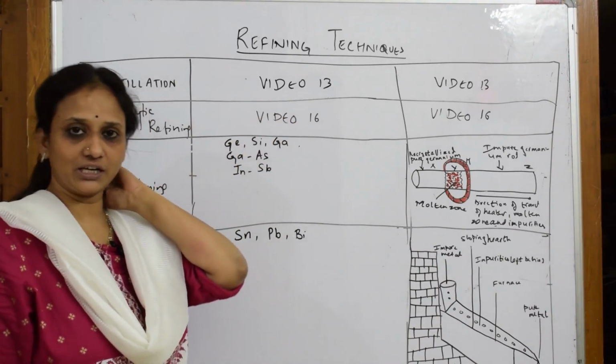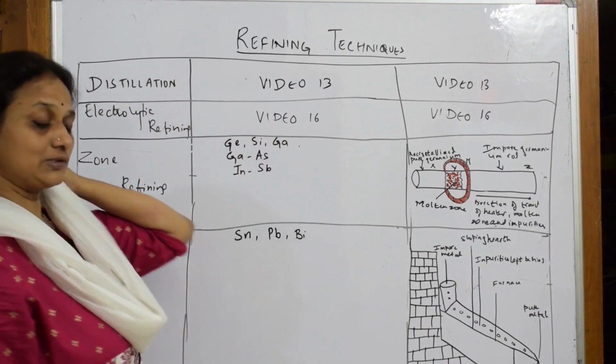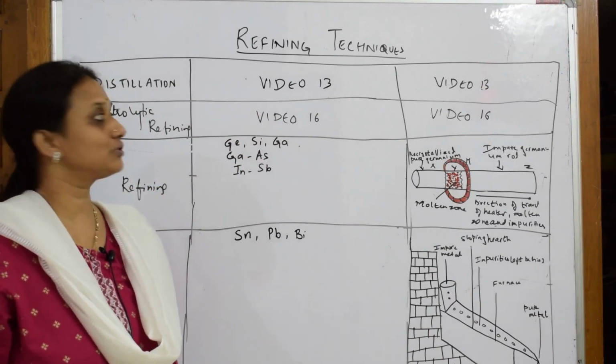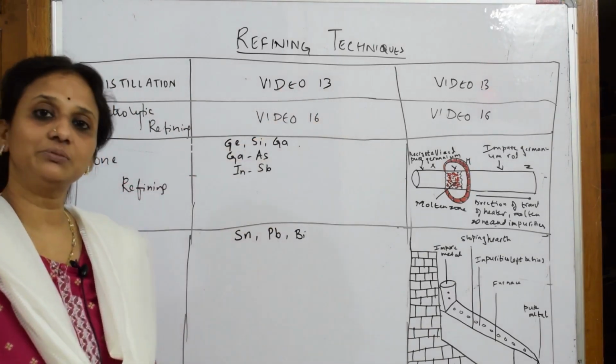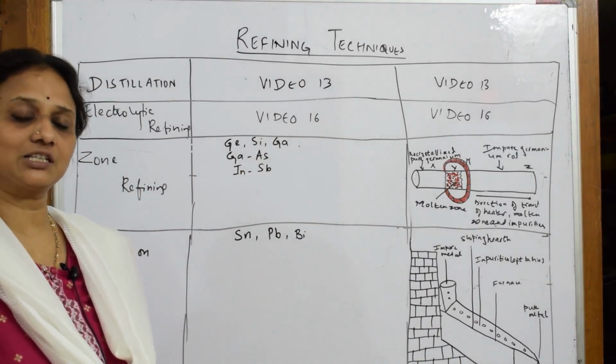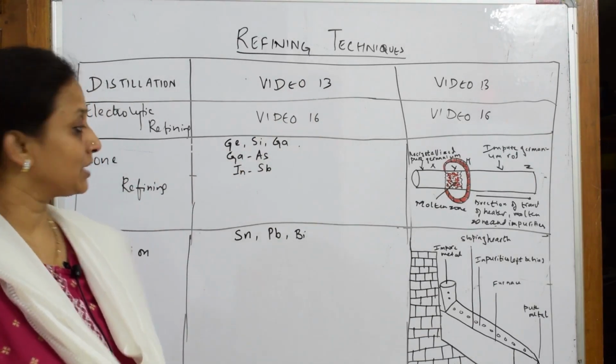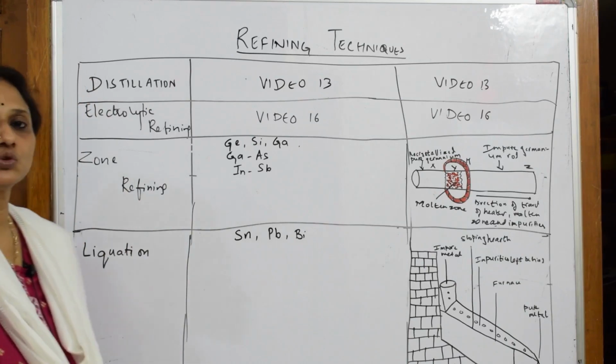Please watch that video for electrolytic reduction. After that, I also did a distillation process, which is numbered under video number 13. You can watch it. You have a clear explanation of the distillation process in that. Now let us come back to the next concept, that is zone refining.